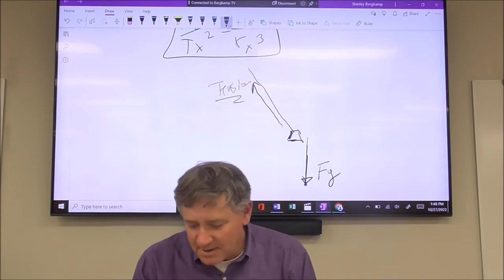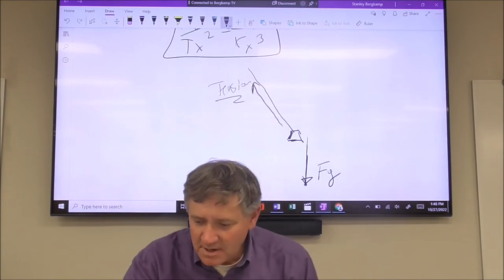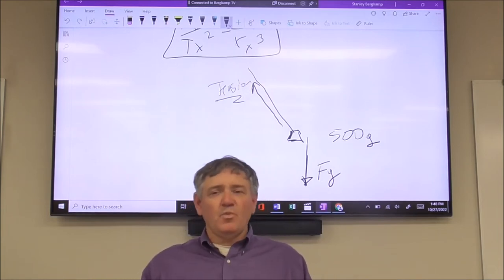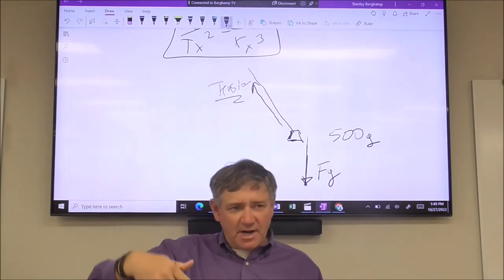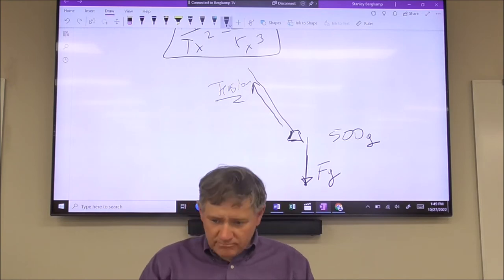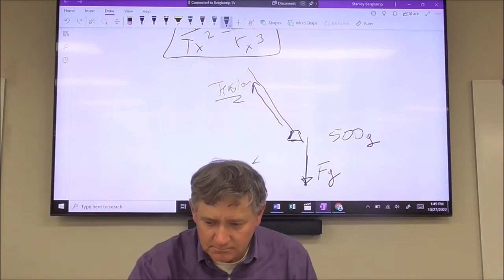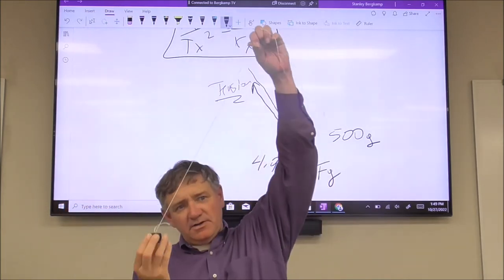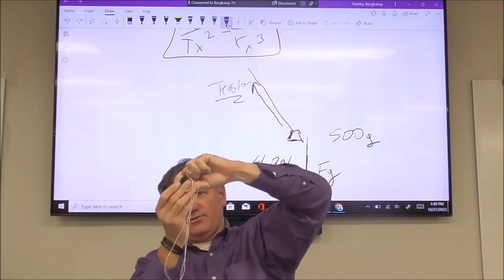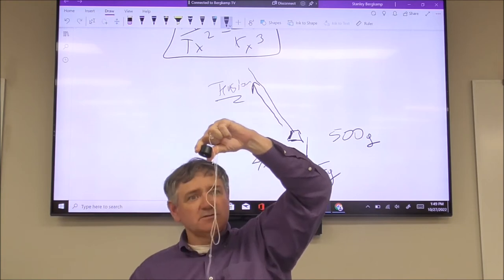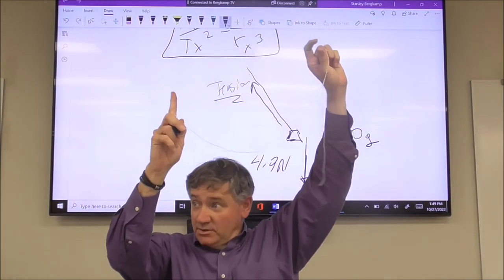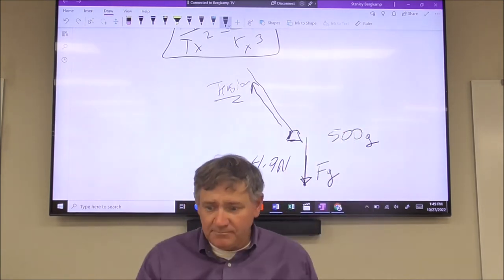So here's the deal, just think this through. The mass of this thing is 500 grams. Start with the basics: what's the downward pull of gravity on a 500 gram mass? 4.9 newtons. So imagine you're out here like this, with the 4.9 newton force acting down. That means there has to be a 4.9 newton force acting straight up.